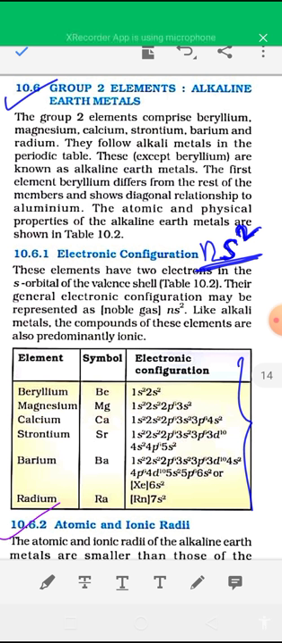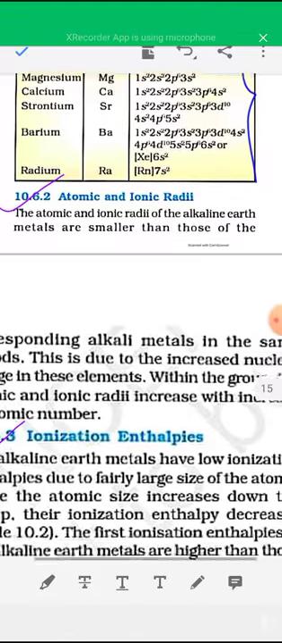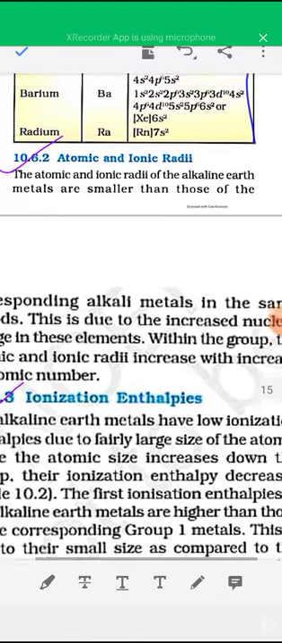Except beryllium, all the other elements are known as alkaline earth metals. And the first element, beryllium, of this group differs from the rest of the members and shows diagonal relationship to aluminium. Their general electronic configuration, symbols and names are given.